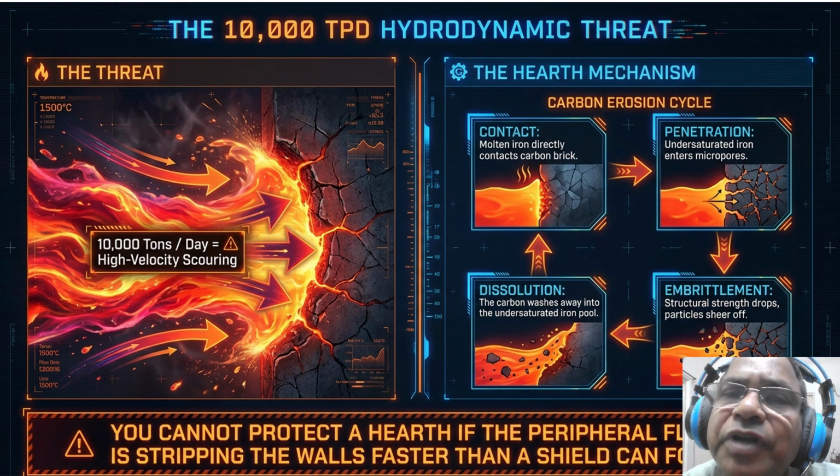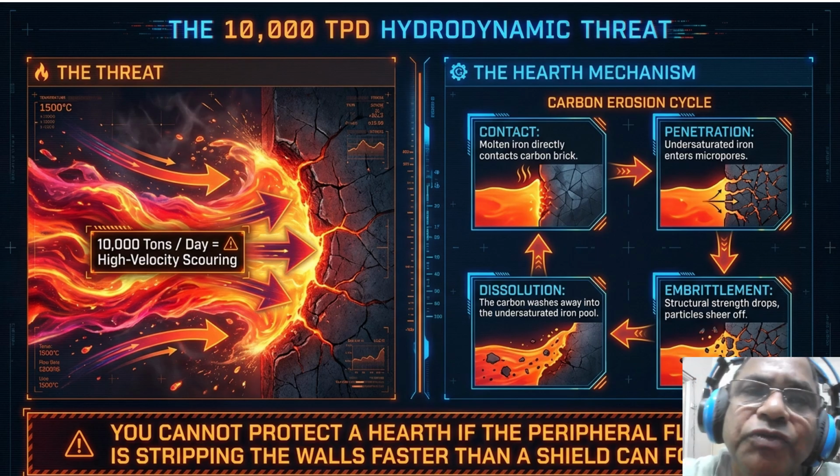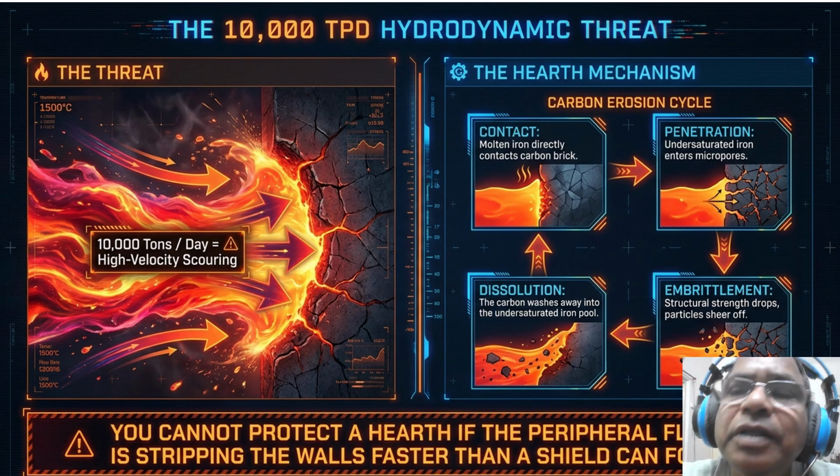If your peripheral flow is stripping the wall faster than a shield can form, you are in a losing battle, or we are in great danger, we can say. So we have to change the interface between the iron and the brick. We do this by physically plugging those micropores with a renewable barrier, and this is what we have to learn: how to build a physical barrier.